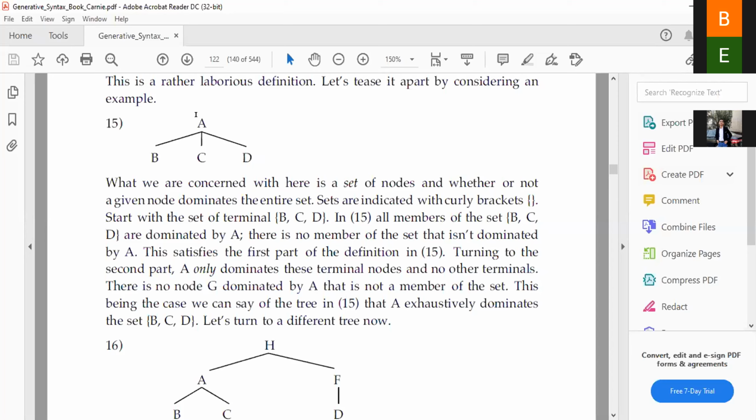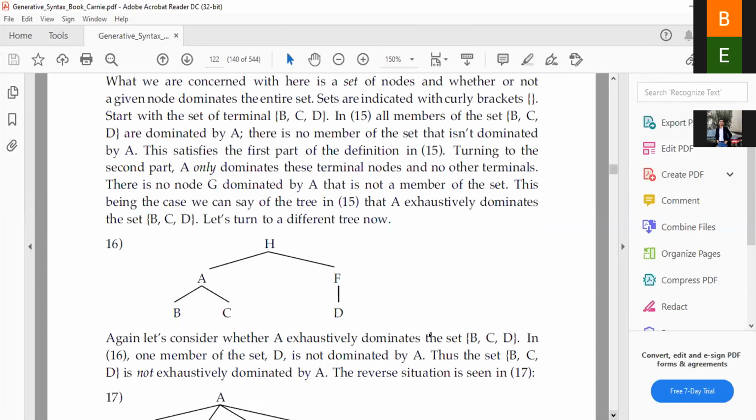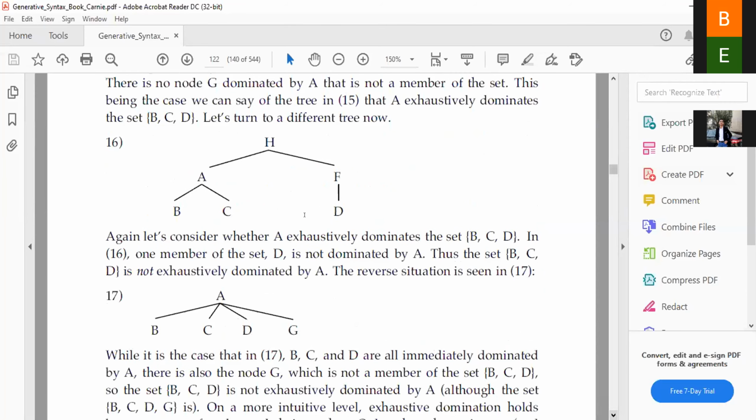So Hamza has presented the theoretical part, and Ru'a will show us the slides with some trees, and explain why in 15, for example, A exhaustively dominates B, C, D. But in 16, A does not exhaustively dominate B, C, D. And in 17, A does not exhaustively dominate B, C, D. Why?